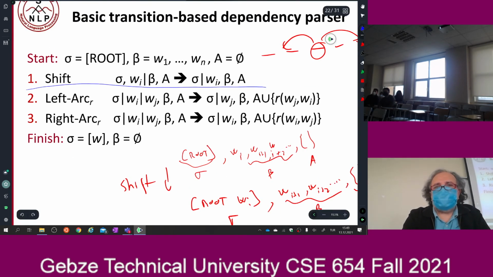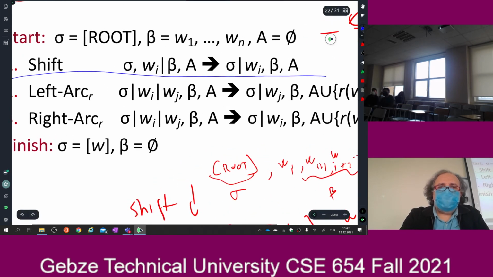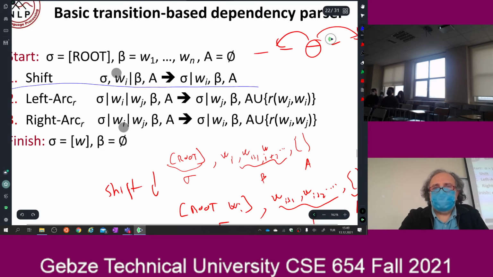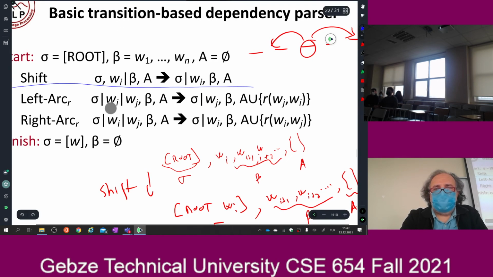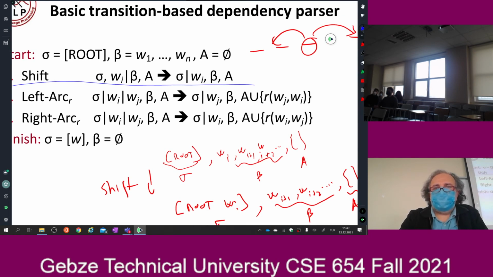So this is the shift, for the shifting operation. These two are the reducing operations. So what does this say? It says that if you have two words on top of your stack, wi and wj, pop the word wi and put a relationship between wi and wj in our arc set. This is called left arc.